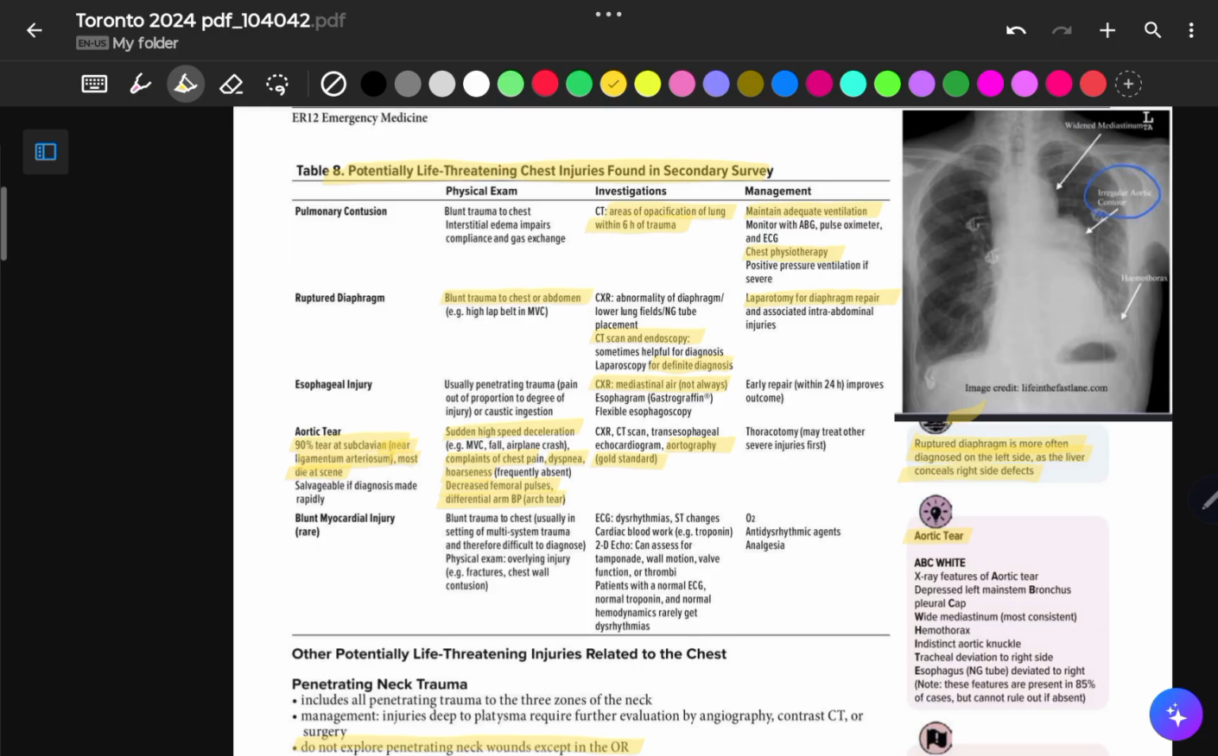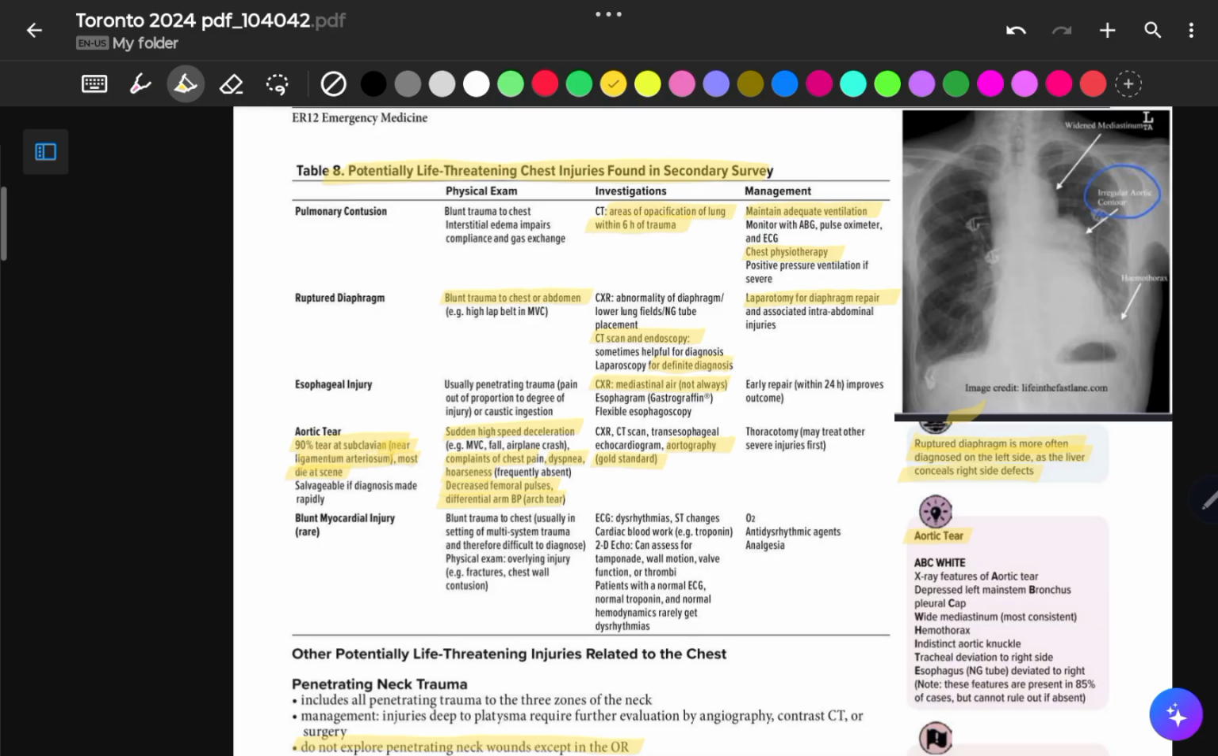The gold standard to diagnose this is an aortography, but you can also do chest X-ray and CT scan. Management will be a thoracotomy. They have to open the chest and they might also need to treat other injuries. So basically, that's that.